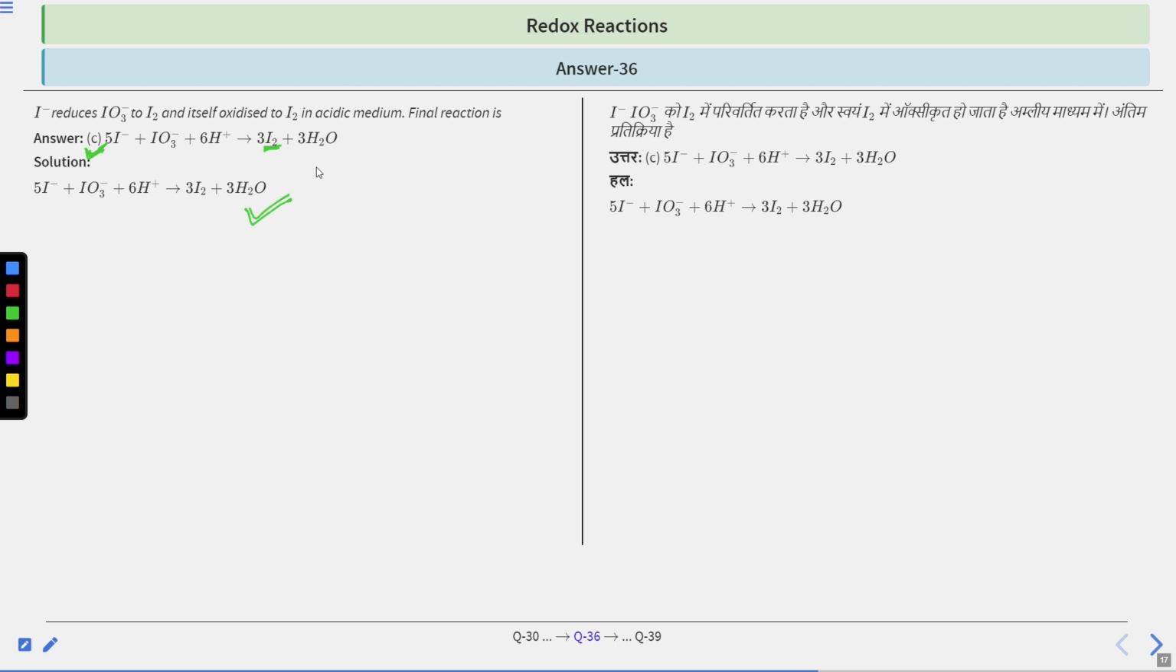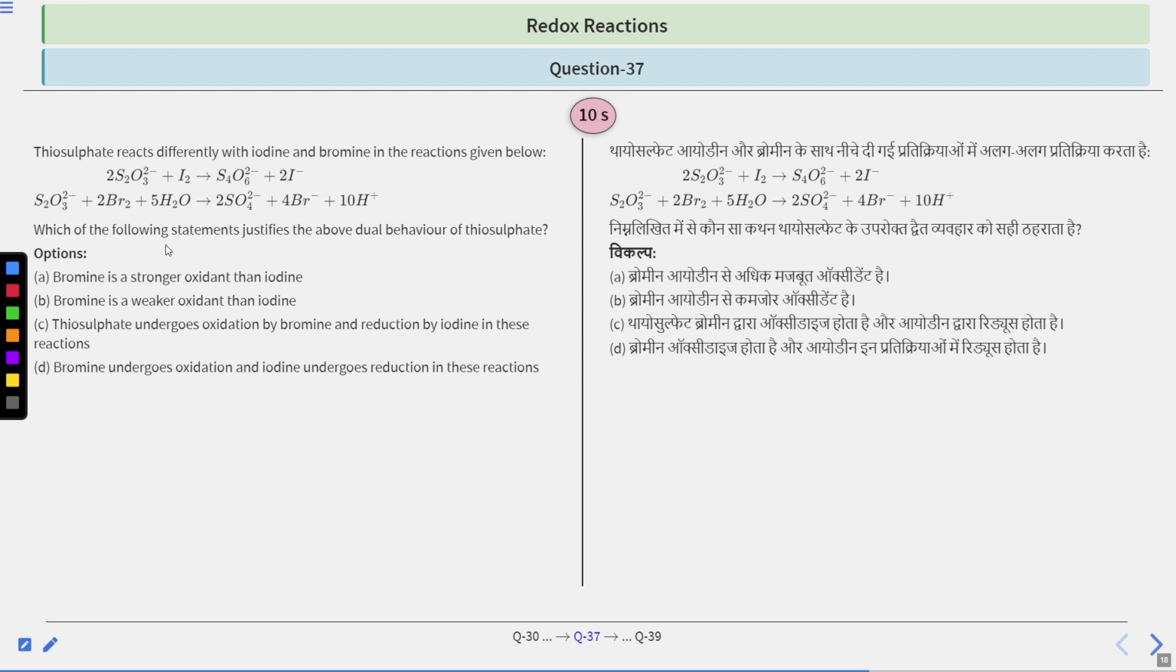You can also check using the oxidation numbers, right? To see whether the reaction is balanced or not, you can check whether the change in oxidation number matches the correct statement of reduction and oxidation. So you can check by that also. Okay, let's move to the next question. Question number 37.